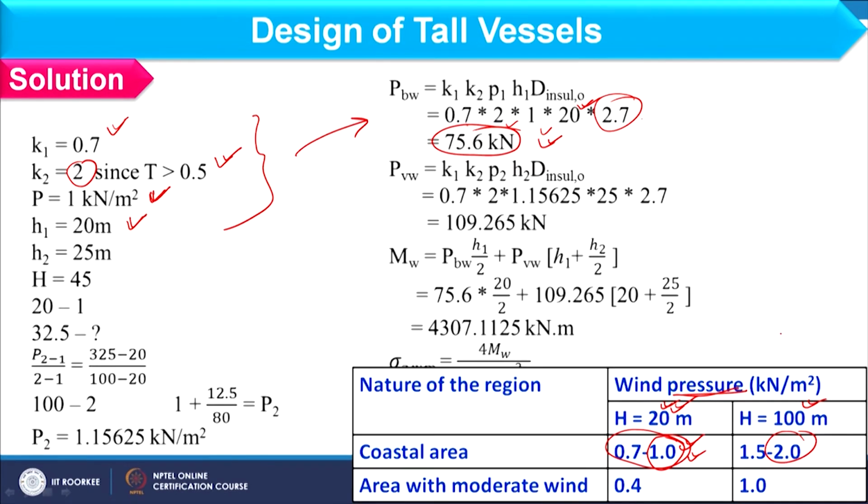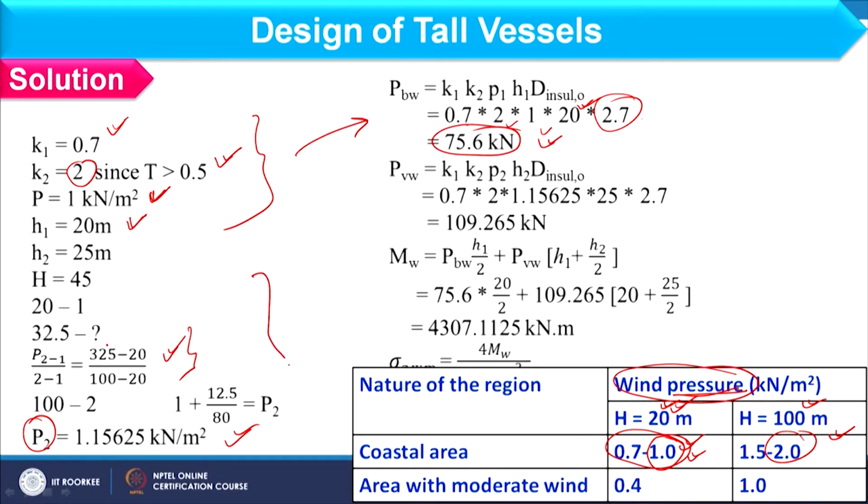So, what should be the value of wind pressure at 32.5 meter? That we can calculate using interpolation, as you can observe here, right. This is basically 32.5, fine. So, total P2 should come out as 1.15625 kilonewton per meter square. I think interpolation you all can carry out, there is no issue.